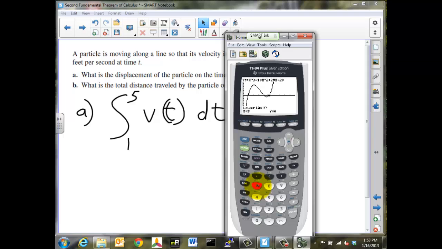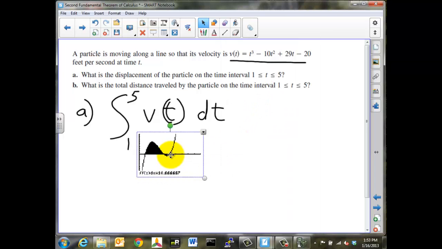Second trace under calc. My lower limit, where do I want to start integrating? 1. Where do I want to stop integrating? 5. And it draws you a pretty little picture. 10 and 2/3. That's what that answer is.